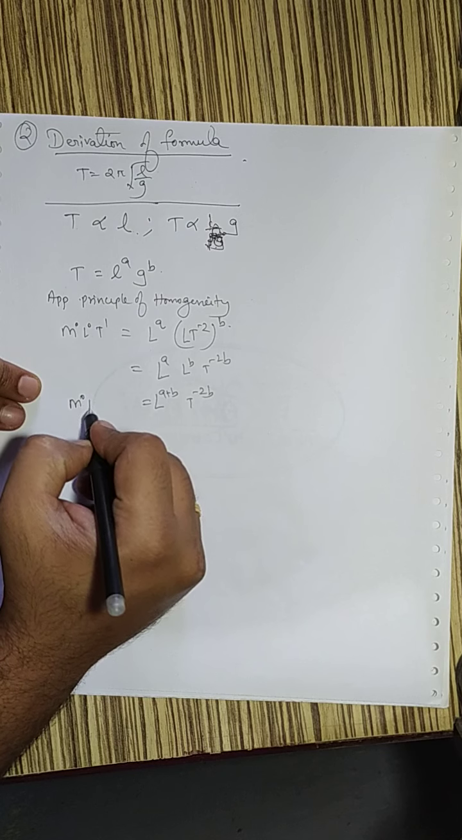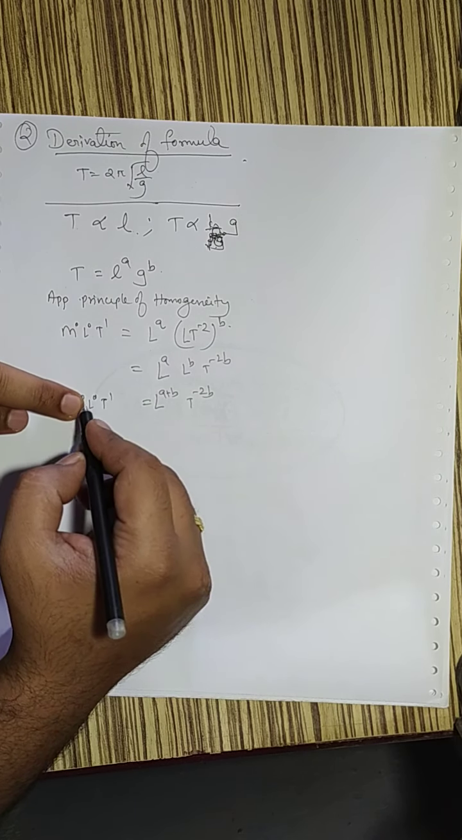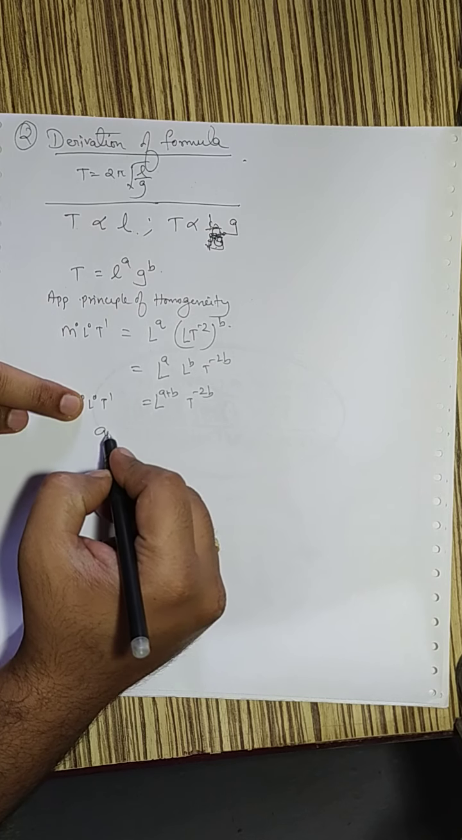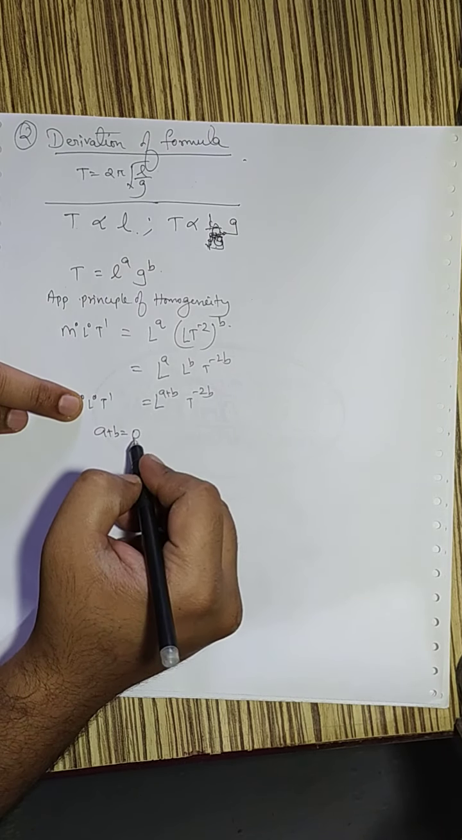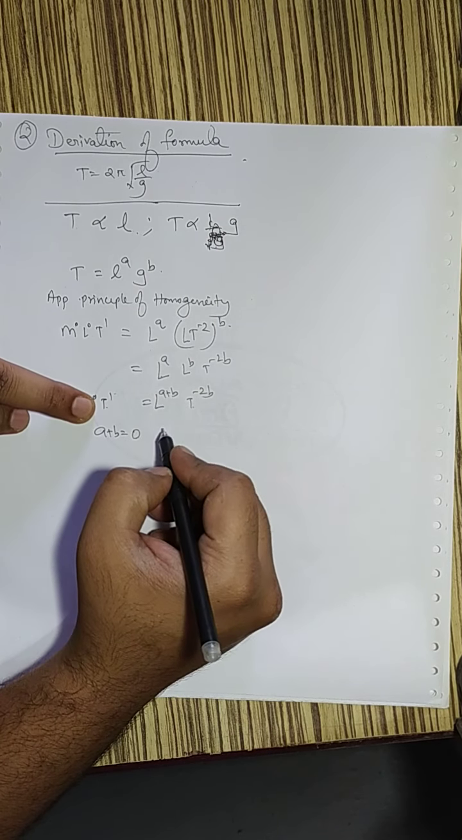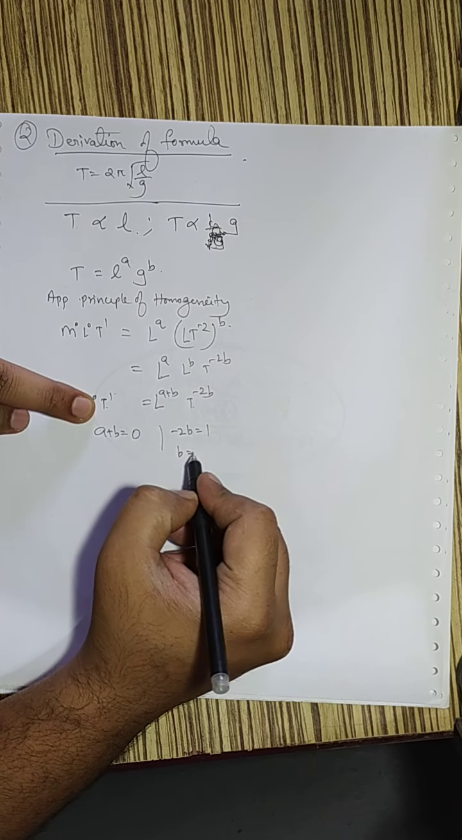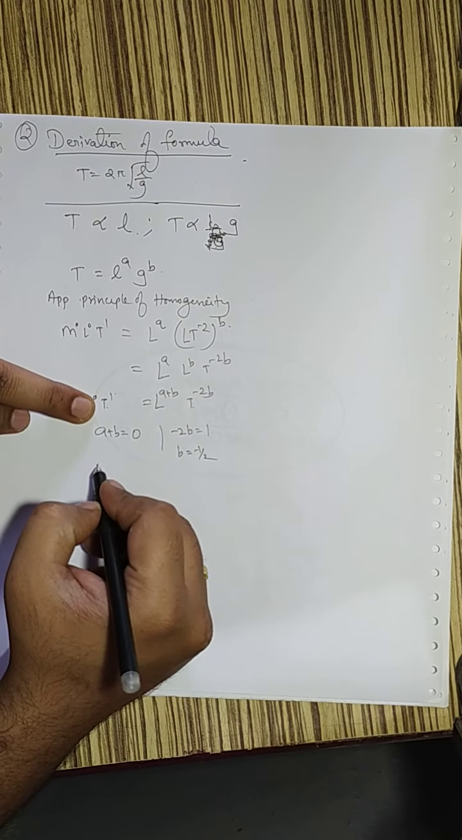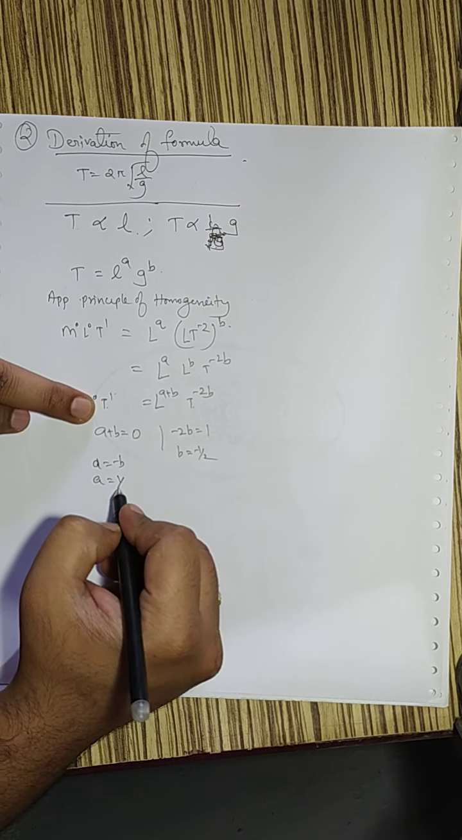Now if we compare, M is not there, L is there. So if we compare powers of L, we get A plus B equal to 0. Now we compare the power of T, and we get minus 2B equal to 1. So B equals minus 1 by 2, and A will be equal to minus B, so A is equal to 1 by 2.